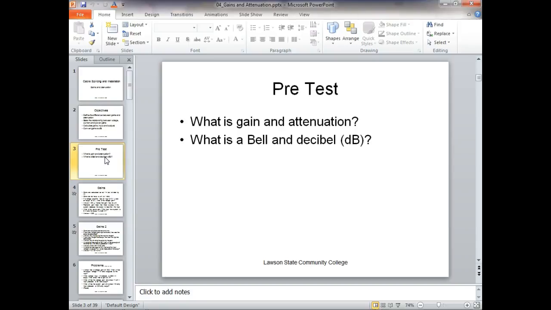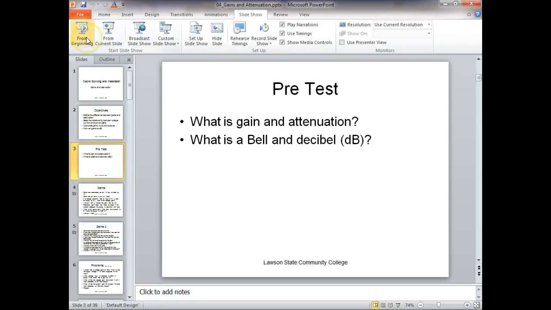Okay. So what is attenuation? What is gain and attenuation? And what is a bell and what is a decibel? Most people have heard of the term decibels before, but very few people have heard of the term bells. Not unless you're talking about a church bell or a doorbell. So, okay.